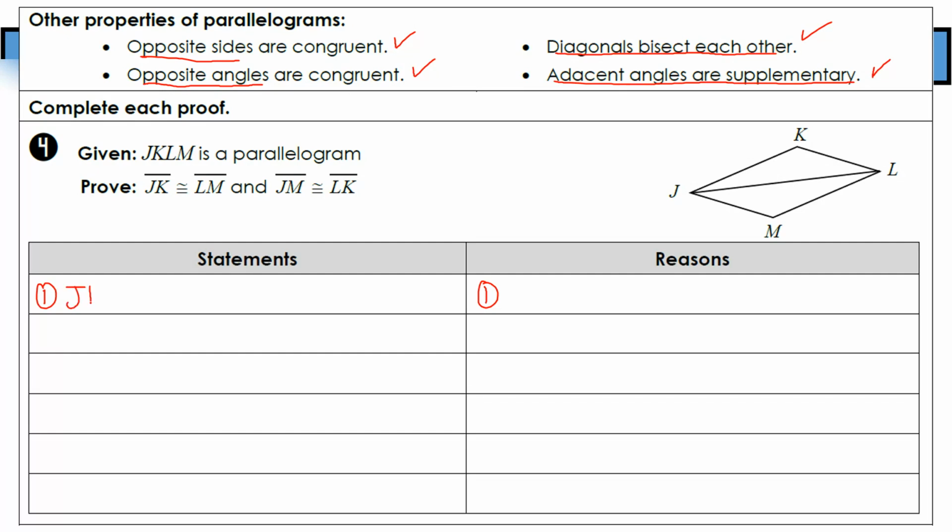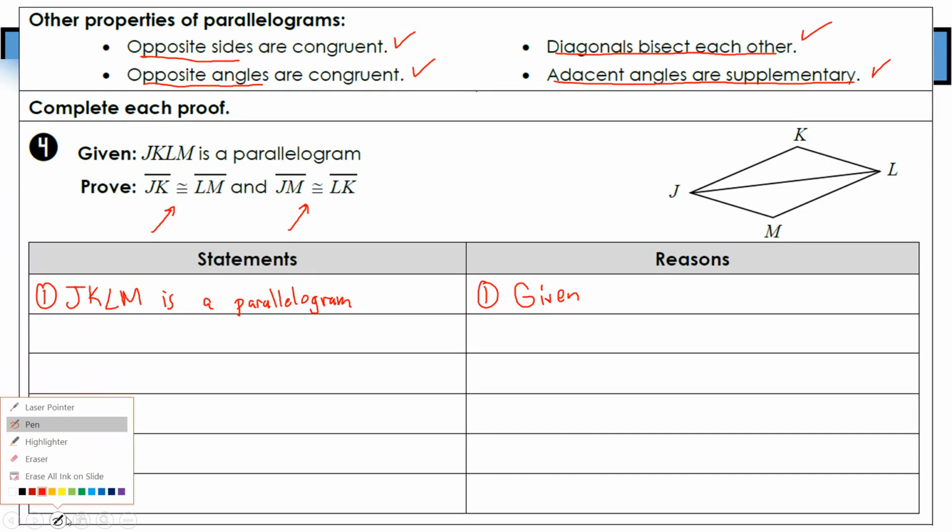Let's write this down. JKLM is a parallelogram. We can say that's true because it was given to us. But now we need to work towards establishing something else. We need to prove that JK is congruent to LM and JM is congruent to LK. If all we have to begin with is that JKLM is a parallelogram, let's go back to the definition of parallelogram. If you remember, parallelograms have opposite sides parallel.